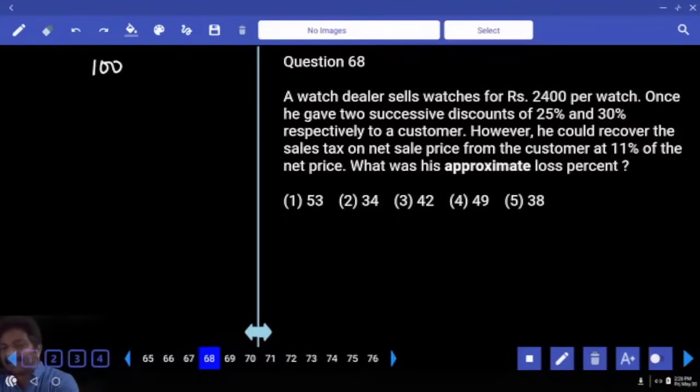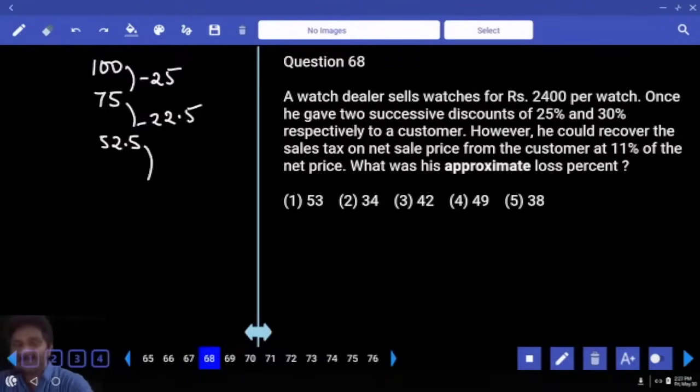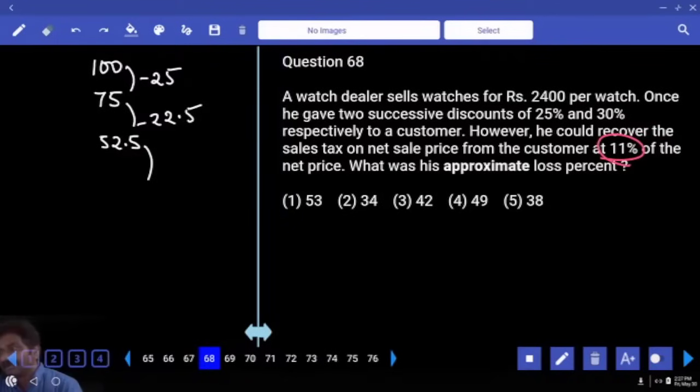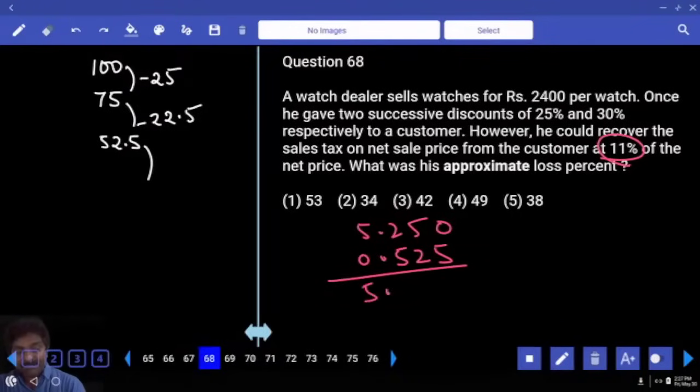Let's start with initial value 100. First 25 decreased, value becomes 75. Then 30% should be decreased. 10% is 7.5, so 30% is 22.5. If you subtract it, it becomes 52.5. Now you need to get the tax amount, which is 11%. What is 1%? 10% is 5.25. 1% is 0.525. Correct?